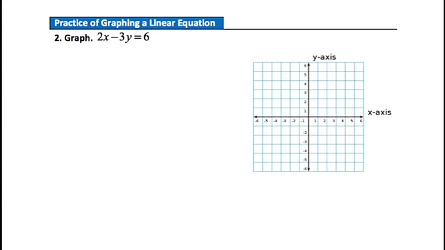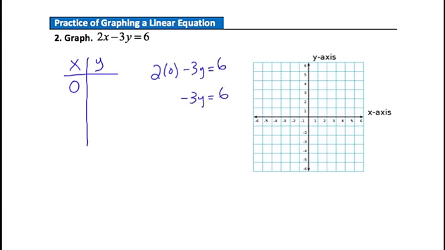Okay, question 2, we're asked to graph this equation 2x minus 3y equals 6. So we'll start with a t-table. Pick some values for x and y. Again, I think it's easy to start by picking a value of 0. So if we put a value of 0 in for x, then I'd have 2 times 0 minus 3y equals 6. So then I get negative 3y equals 6. Divide both sides by negative 3. Y equals negative 2. So there's my first ordered pair.